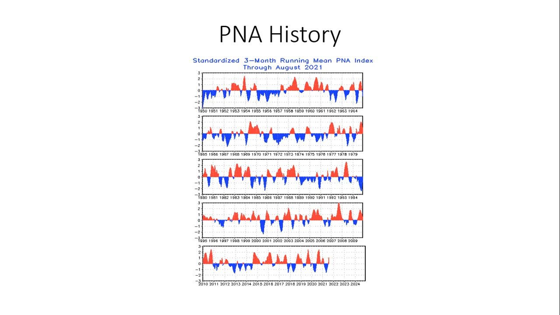You get a trough in the western U.S. and a ridge in the eastern U.S., so much cooler temperatures in the west and much milder temperatures across the eastern U.S.